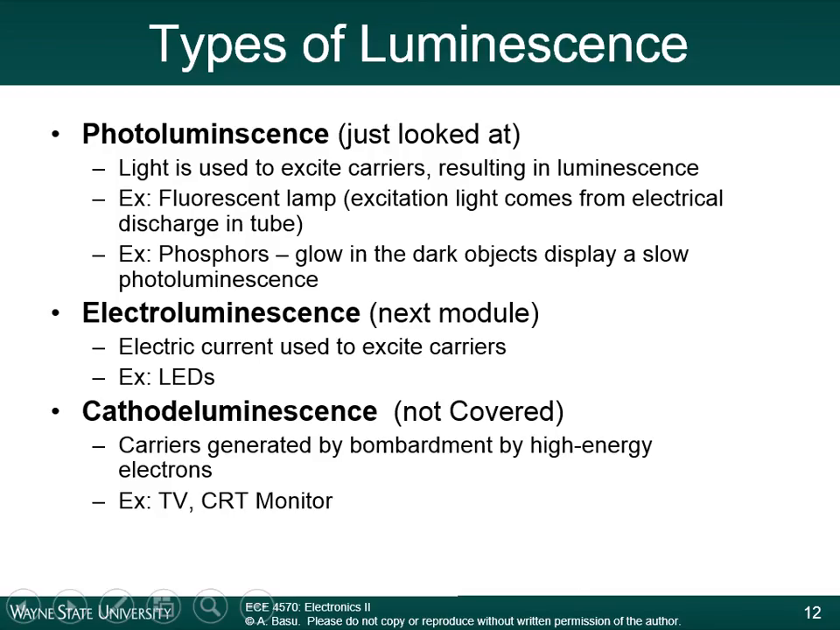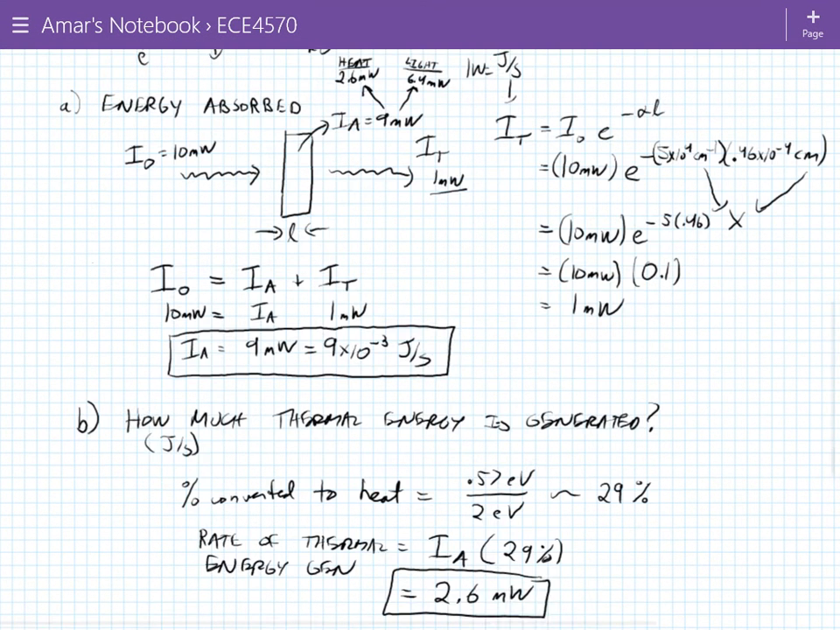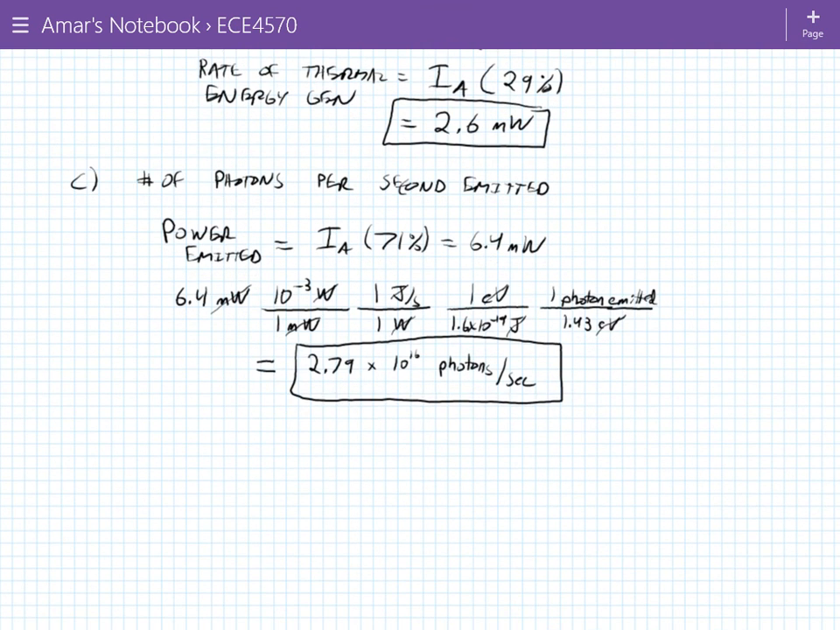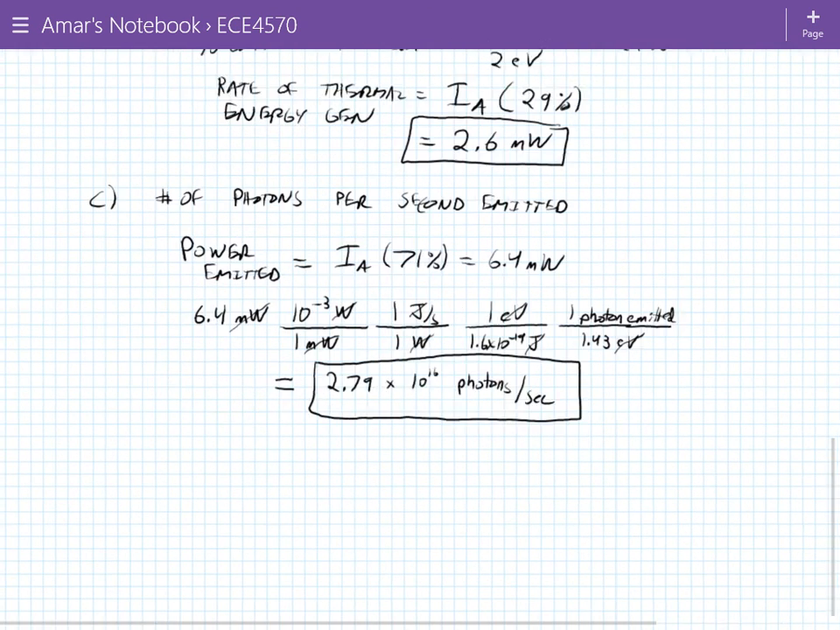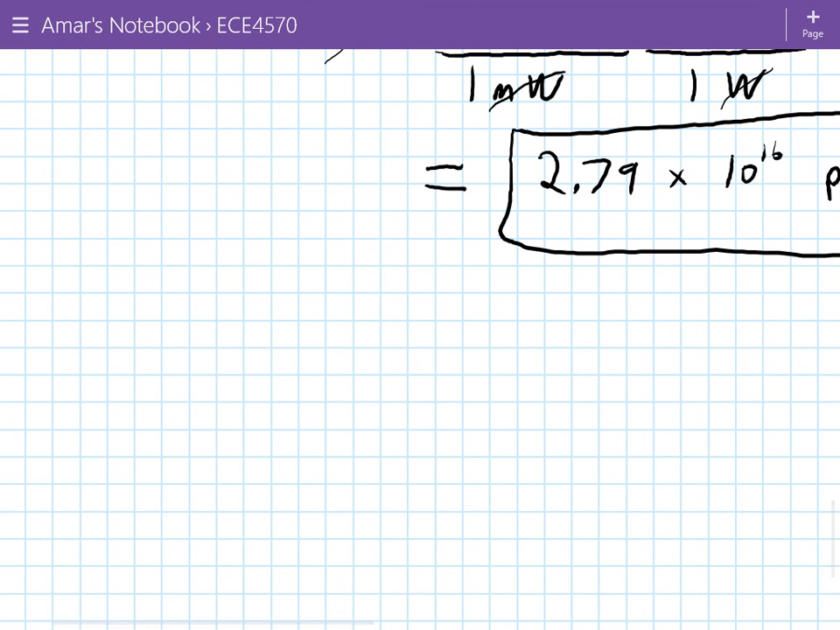And then the final type of luminescence is cathode luminescence. This is the type of luminescence generated when you bombard phosphors with electrons. So the CRT displays, cathode ray tubes, the old style televisions, the big heavy bulky ones, those were based on CRT technology. That's where, I'll just draw this real quick. So a CRT looks something like this.